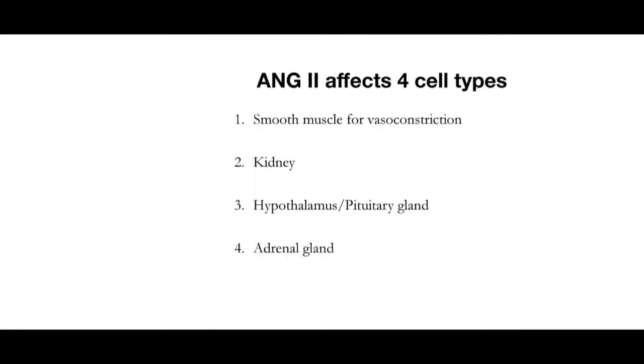This just is to list the examples that we talked about, the smooth muscle cells for vasoconstriction, mainly in the efferent arteriole, but also in the body. It still is going to act on other arterioles in the body. It's just that in the kidney specifically, it has a bigger effect on the efferent side. That's why we specify that. The effect on the kidney is upregulation of the channels to promote sodium reabsorption, the hypothalamus and the pituitary gland, the hypothalamus for your thirst signal, the pituitary for release of ADH, and the adrenal gland for the release of aldosterone.